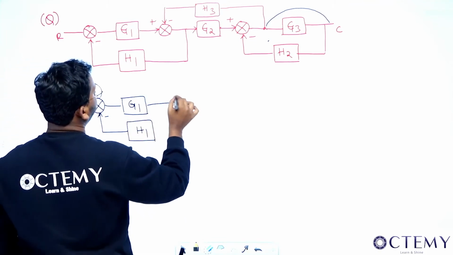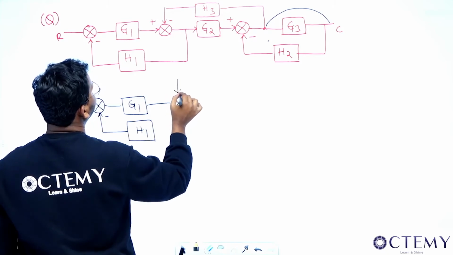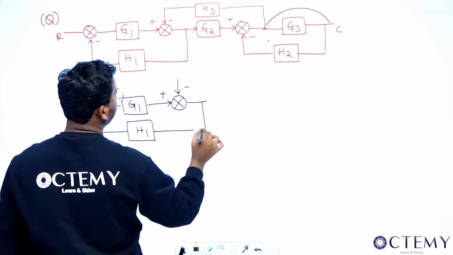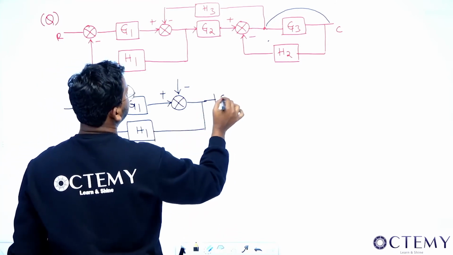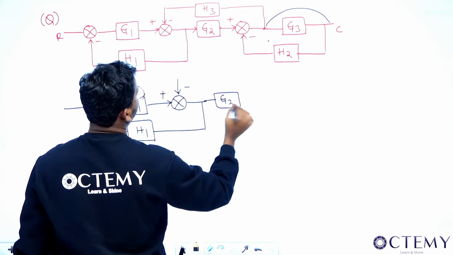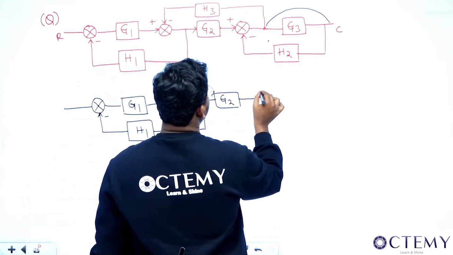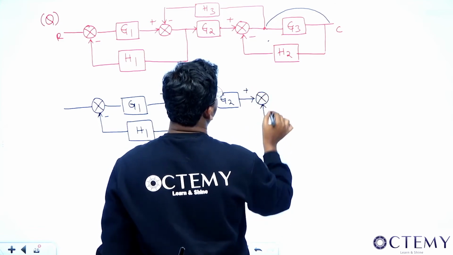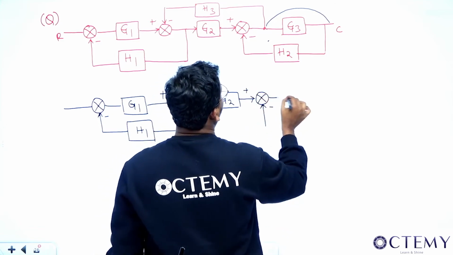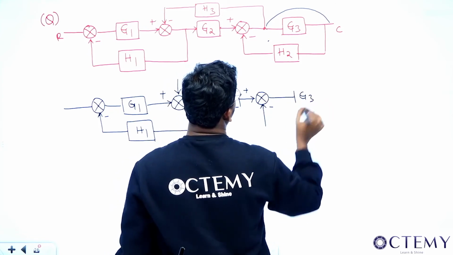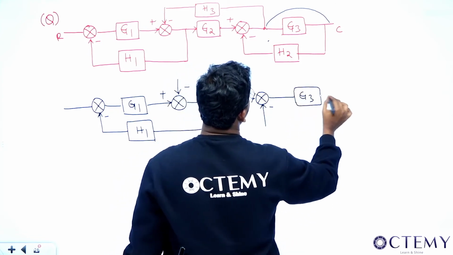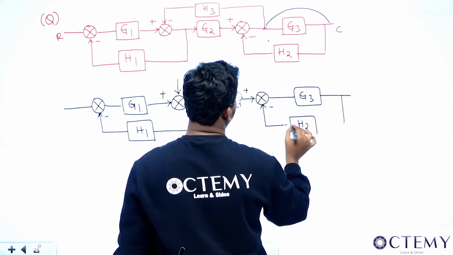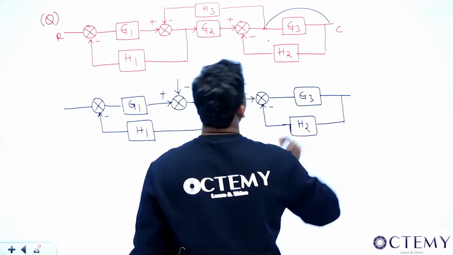This summing point will remain as of now as it is. This will be minus, this will be plus, and after this only you are getting this. Then this G2 will remain as it is. And see sir, what will happen? This is basically plus going here, and this is minus, and this is G3. This has become minus H2, the minus I have written there. This is coming here, right?